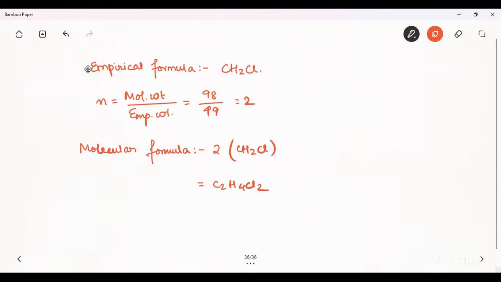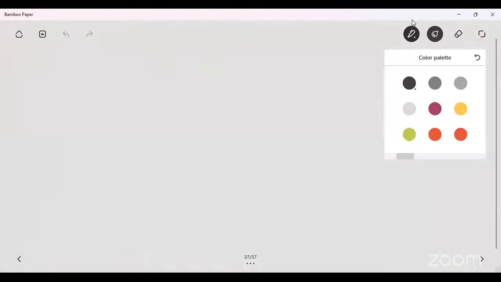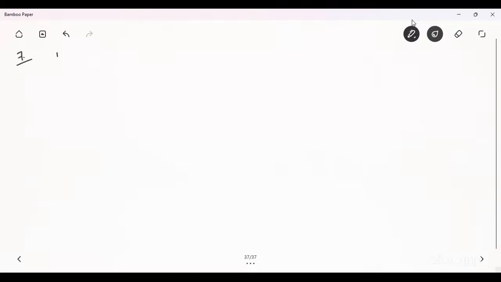Now moving to, okay, what is normality? They have asked a question: what is normality? It is the number of gram equivalent weights of solute present in 1 liter of solution. So they have asked the definition of normality.